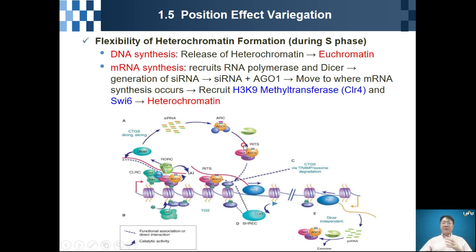And this complex goes to where the mRNA synthesis happens. So usually there is an H3K9 methyltransferase. We call it CLR4. So usually CLR4 methylates the histone. And after that, it also recruits the SWI6 protein. After that, this region becomes a heterochromatin region.